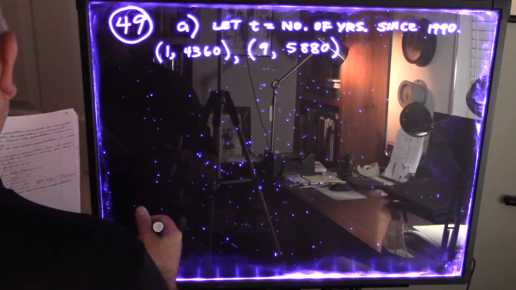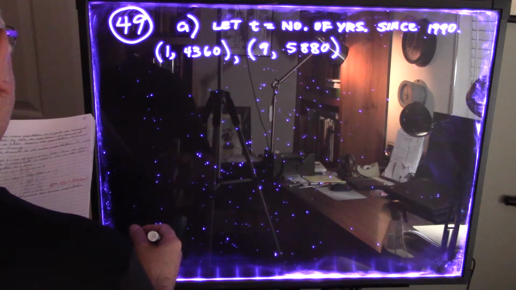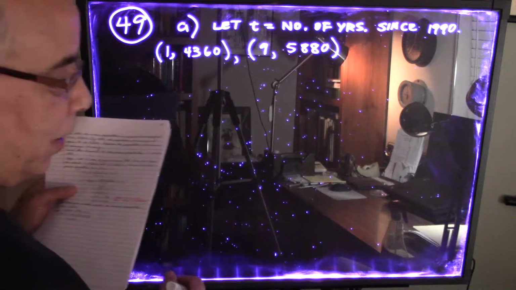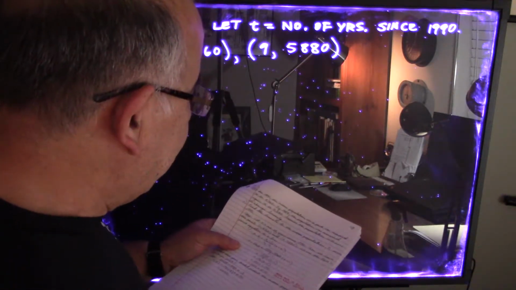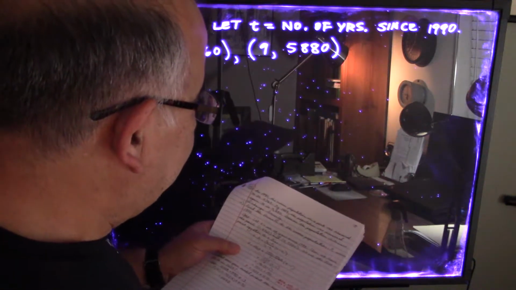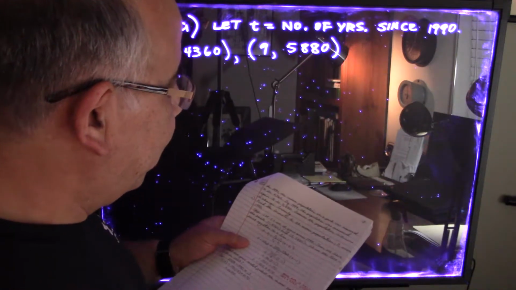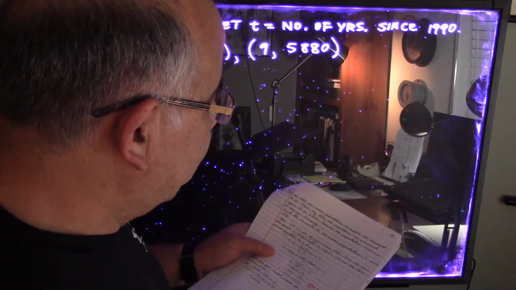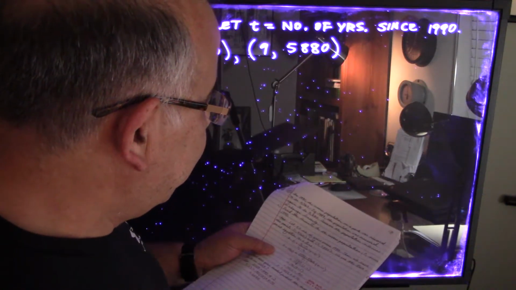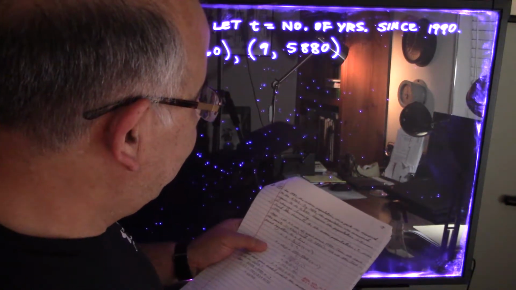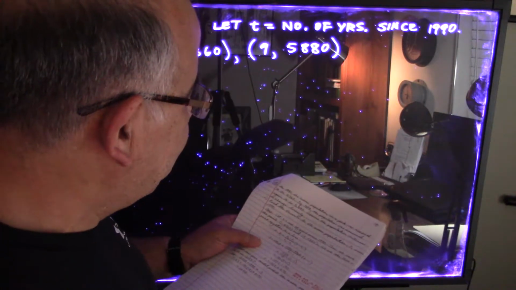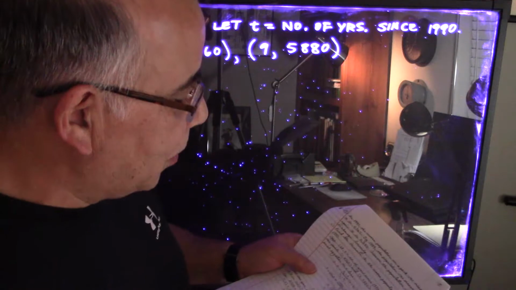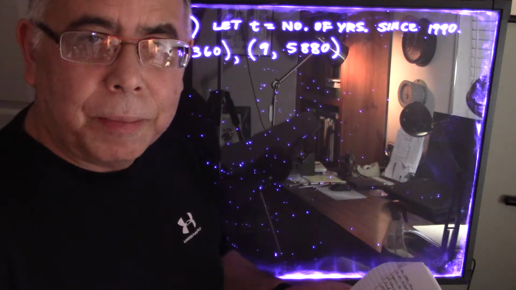Now they said to use population P, so that's the dependent variable. The population depends on time. So it's the dependent variable, the vertical axis. The independent variable would be time, and that would be your horizontal axis. So this is a function involving the letters P and T, and you would want to use those letters in the equation.